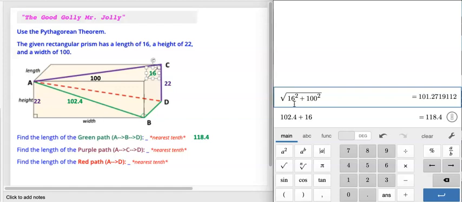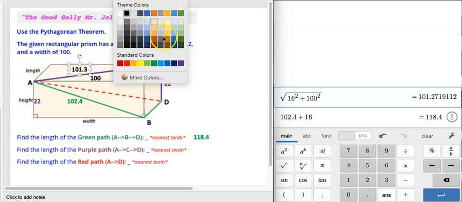All right, so if you have a diagonal on a right triangle where one of the legs is 100 and one of the legs is 16, 16 squared plus 100 squared, square rooted, is going to be 101.3, nearest tenth. All right, purple diagonal, there you are. We're going to make you bold. We're going to make you purple.